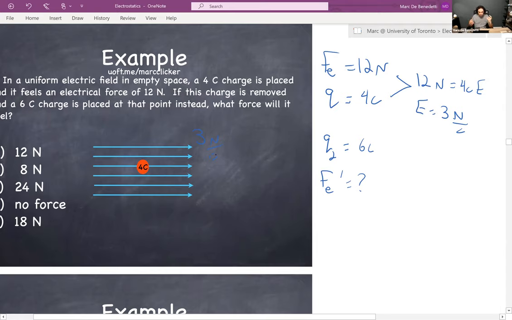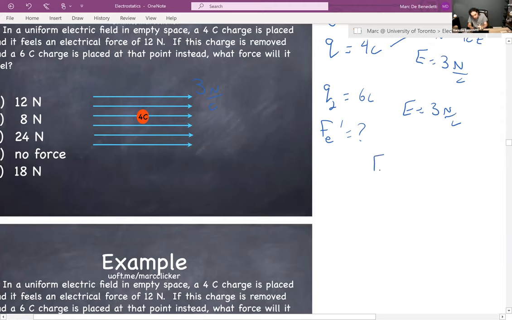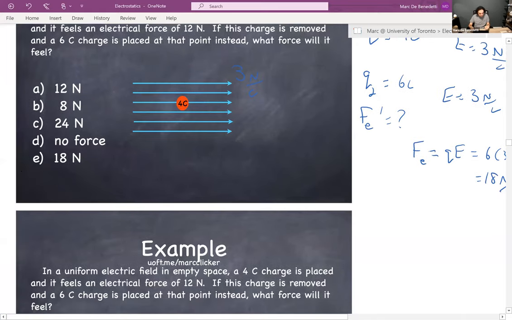Now, we can take this information, because if we swap out the charge and put in a 6 coulomb charge instead of a 4 coulomb charge, that doesn't affect the external electric field, right? That just changes what object we've placed there. So in this scenario, we still have an electric field of 3 newtons per coulomb, but now we've got a different charge. To know what the force is, we simply compute F equals QE, and that's 6 times 3, which equals 18 newtons. So the answer is 18.